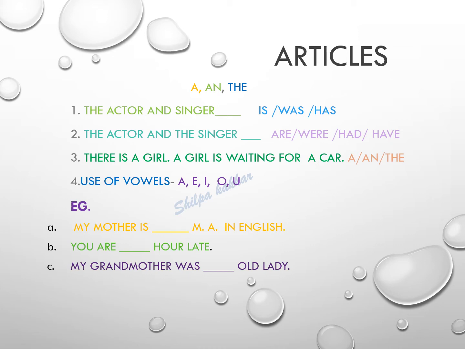Alright, now let me tell you the answers. My mother is an M.A. in English. Here, M is not a vowel. Then you must be thinking why I have said an. The pronunciation of M is em. So when a vowel sound is there, at that time we use an.